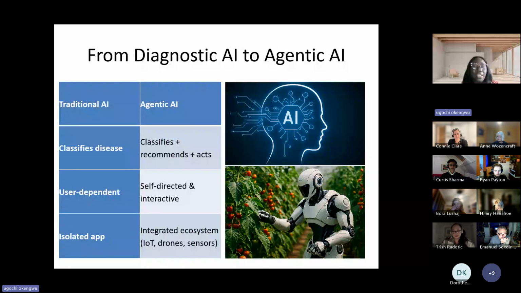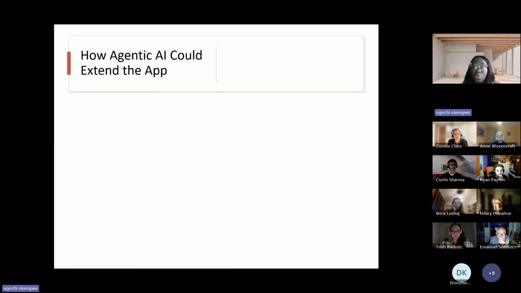Traditional AI classifies diseases, just like the one we were able to develop. Agentic AI will classify, recommend, and act. Traditional AI is user-dependent, but agentic AI is self-directed and interactive, which means it can work on its own without human intervention. An isolated app becomes an integrated ecosystem with IoT systems, drones, sensors, and all the rest. So how could agentic AI extend the app we developed, just like any other AI app?